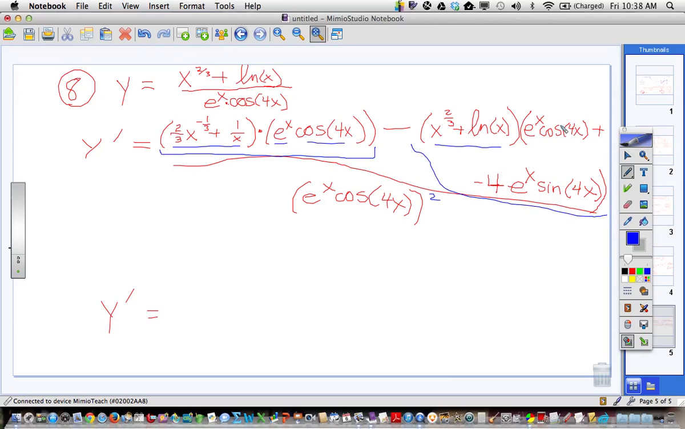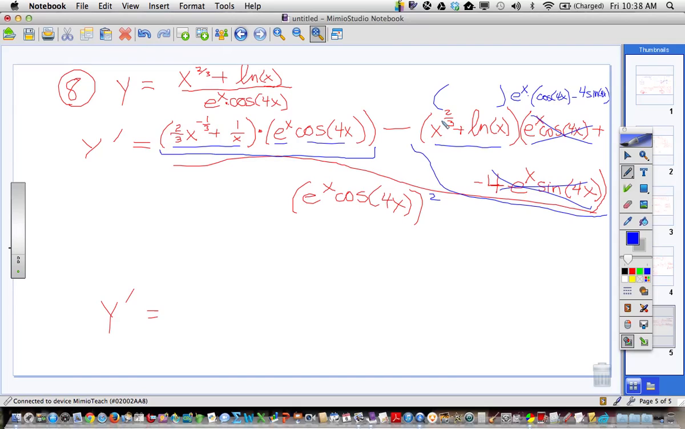Well, what could you do in this last set of parentheses? You can take out an e to the x. This whole thing's a quantity here, but you could take out an e to the x. So this last set of parentheses could be an e to the x and then a cosine 4x minus a 4 sine 4x. That makes sense? So I could take out an e to the x.